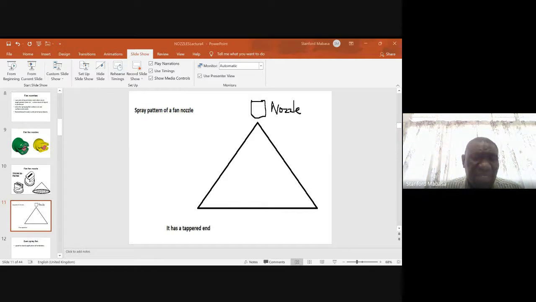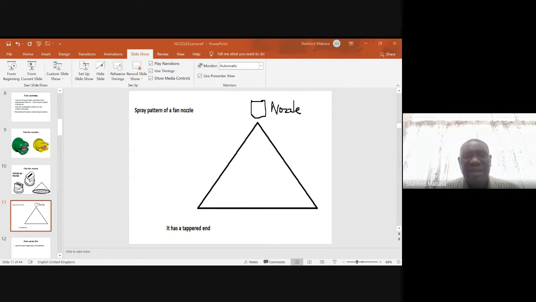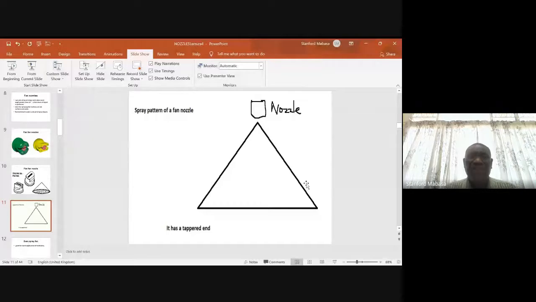I was now talking about the flat fan nozzle. You can see that sort of V-shaped spray pattern. Okay, so you can see this sort of a V shape.